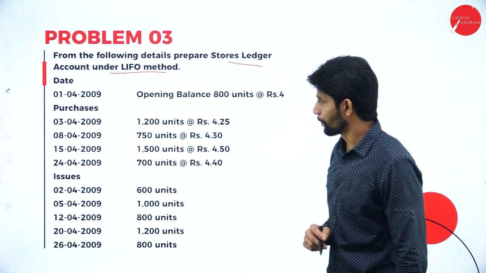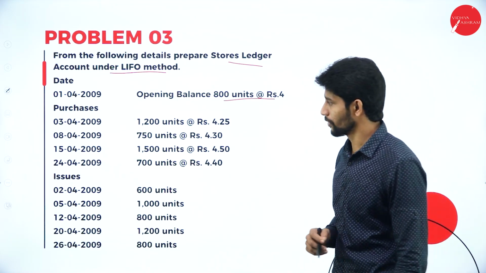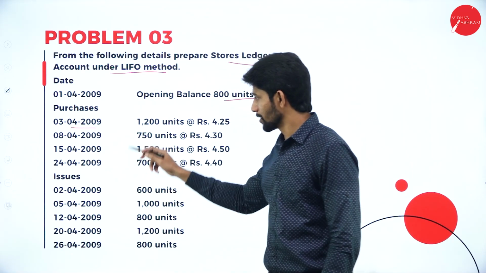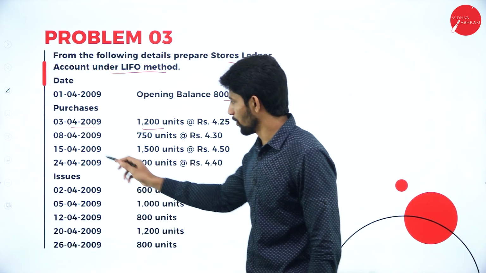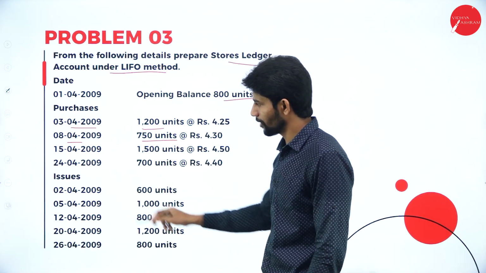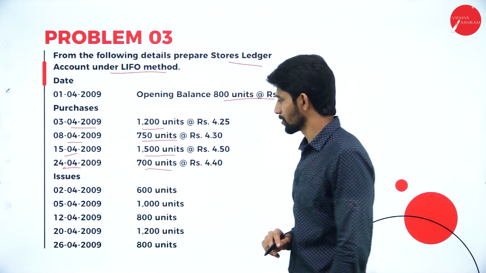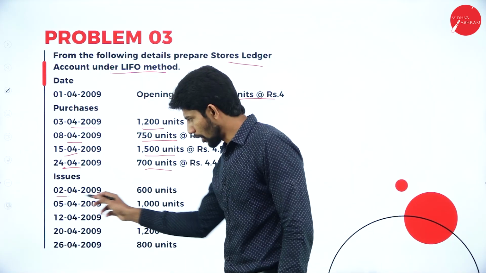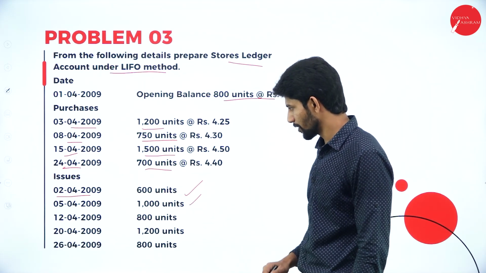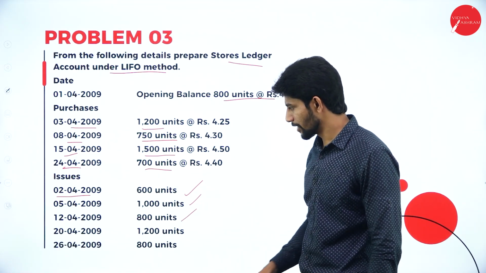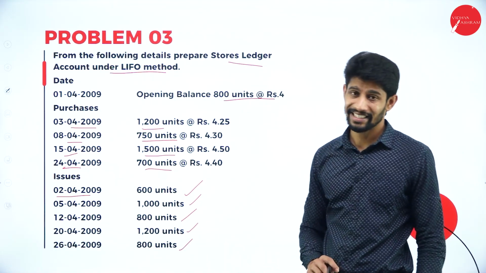Date 1st April 2009, opening balance 800 units, rupees 4 per unit. Next, purchases: on 3rd April they purchased 1200 units, on 8th April they purchased 750, 15th April they purchased 1500, and 24th April they purchased 700 units. Issues: on 2nd April they issued 600 units, on 5th April issued 1000 units, on 12th April they issued 800 units, on 20th they issued 1200 units, on 26th they issued 800 units.